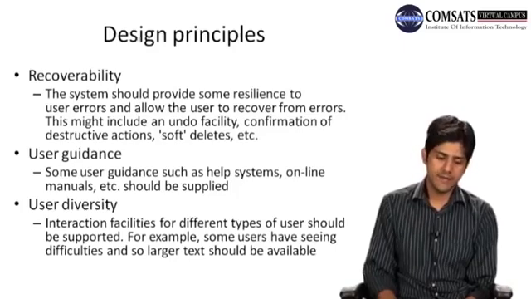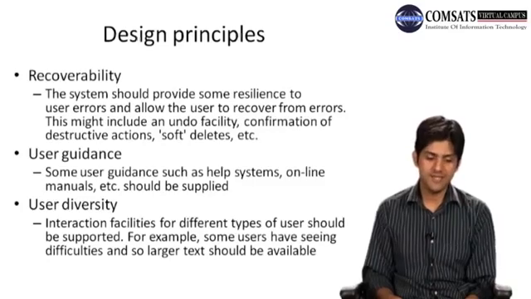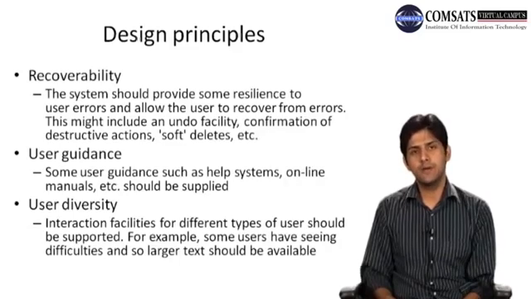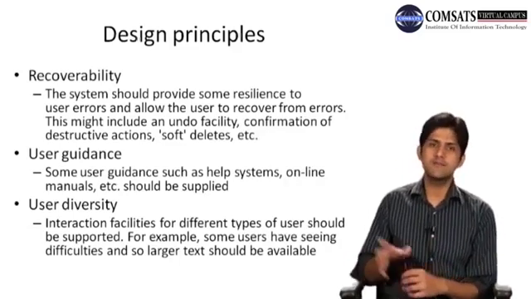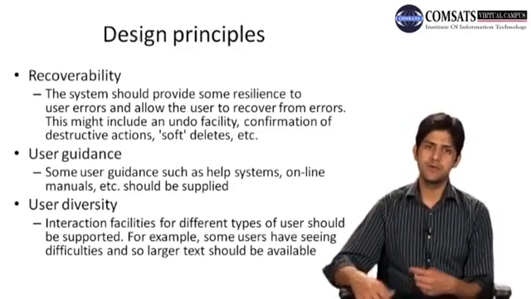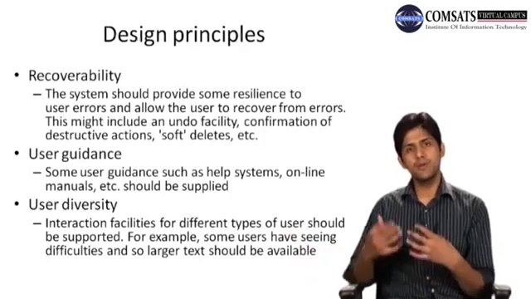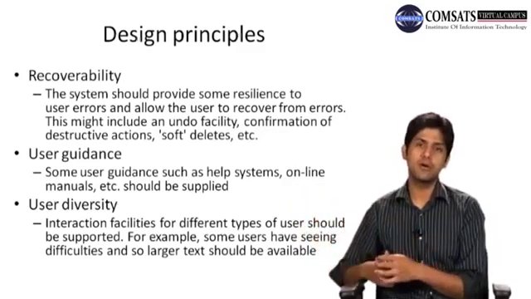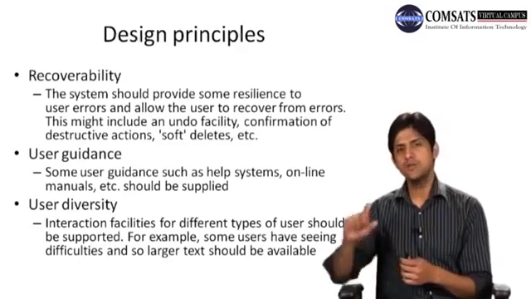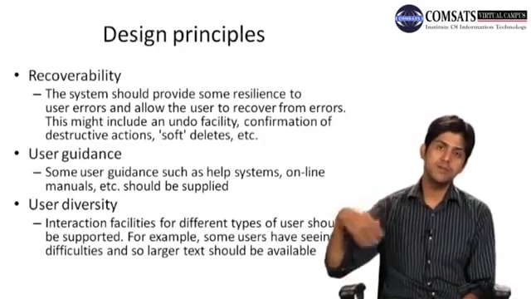Then we have this user diversity. Interaction facilities for different types of users should be supported. For example, some users have seeing difficulties, so large text should be available. I was actually using Windows 8 the other day, and it has one feature which allows you to magnify the windows. For example, you're using a projector and you have a very large audience, and you have written something relatively small, and you want it to be visible to everybody. Some people might use glasses and would like to view text bigger, so you can use that magnifier to make the text bigger. So that is keeping in mind user diversity.